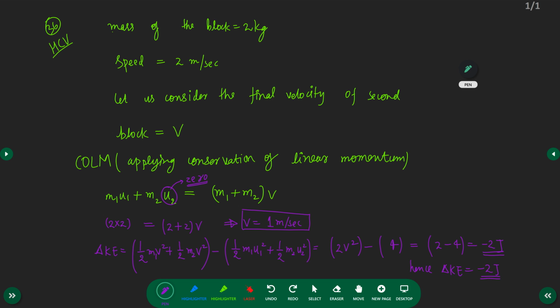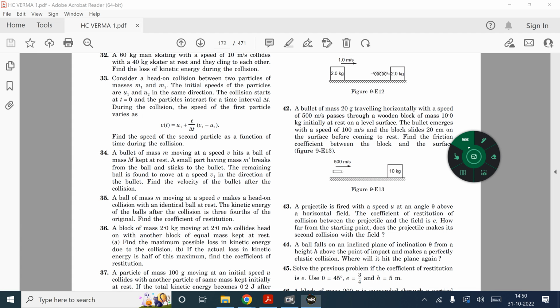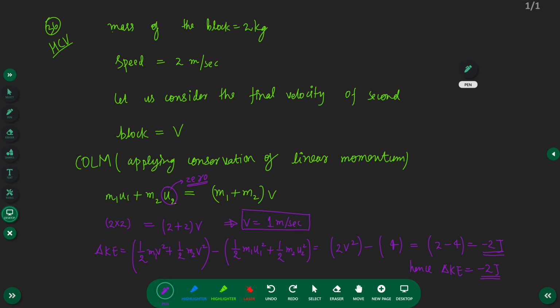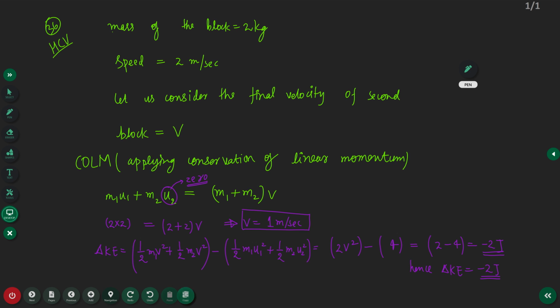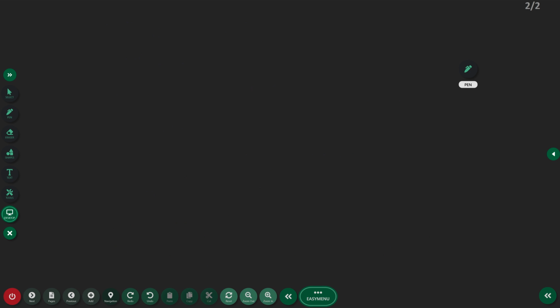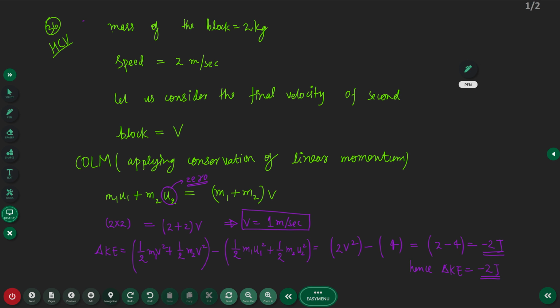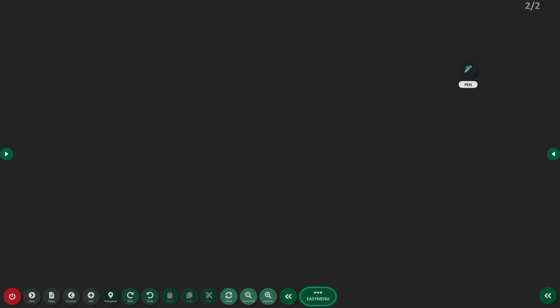Now they have given that if the actual loss in kinetic energy is half of this maximum, find the coefficient of restitution. So actual loss we have to take half of this, means 1 joule, right? Okay. This was part A. Now we will consider part B.